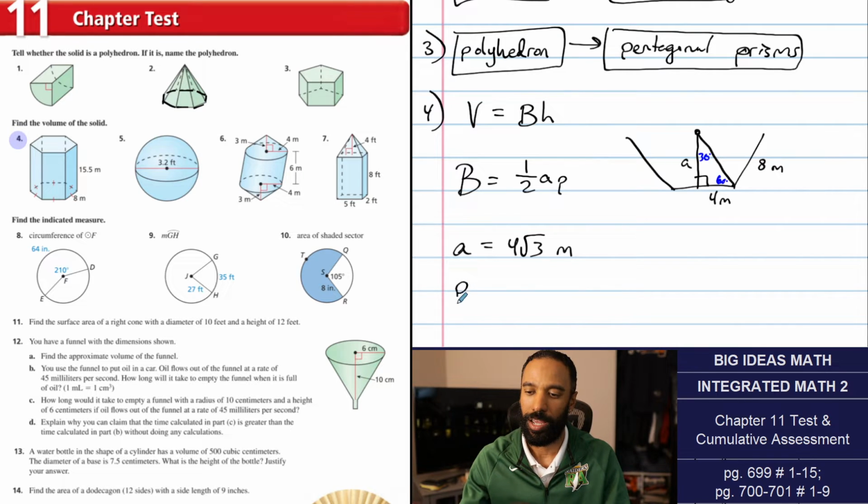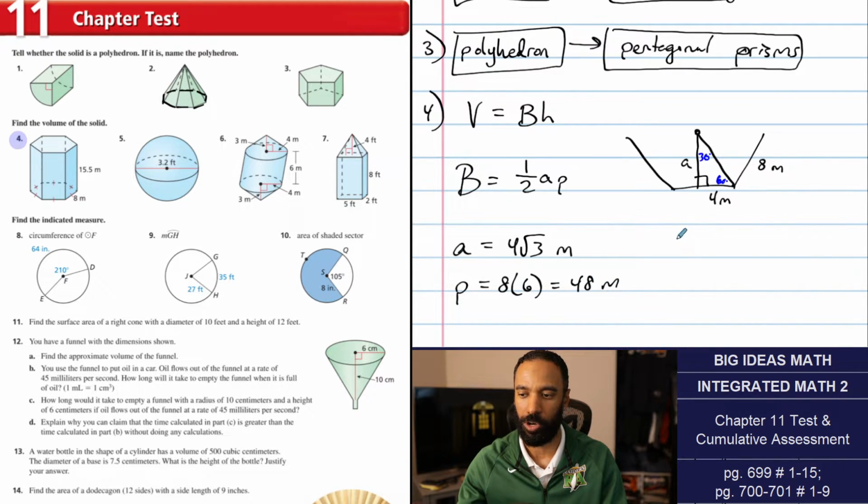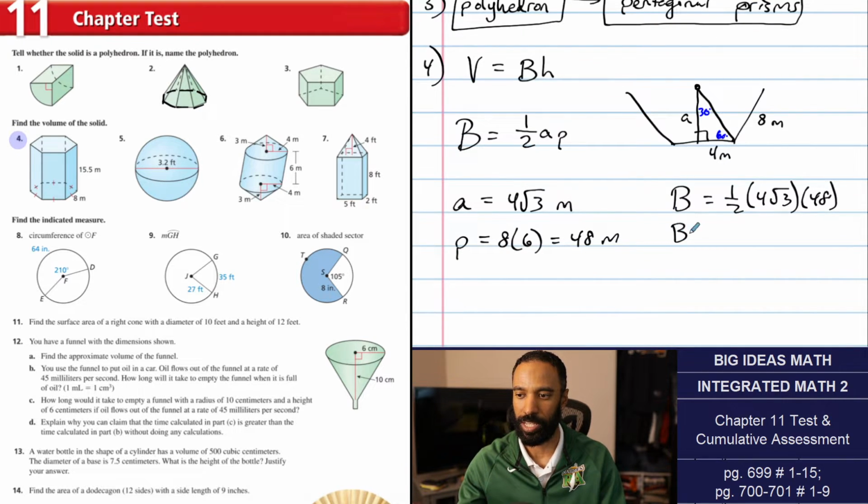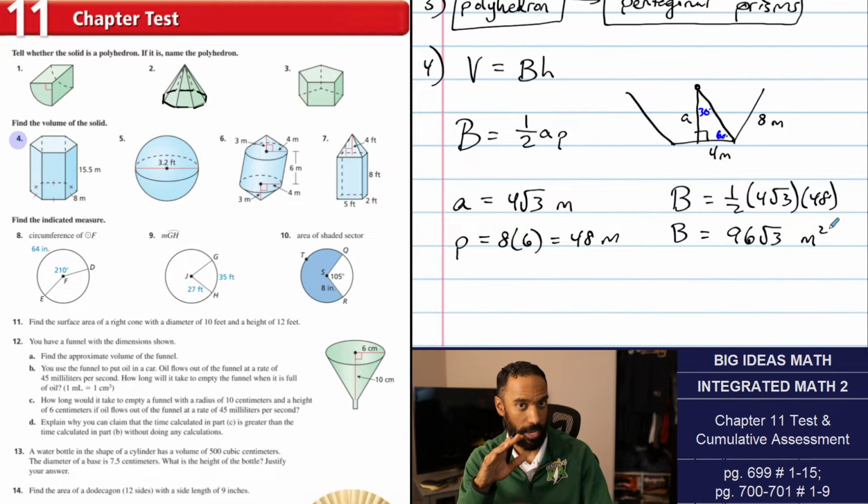The perimeter is going to be, it's a regular hexagon, so 8 times 6, and we get 48 meters for that. So the area of the base as a whole will be 1/2 the apothem times the perimeter. Half of 4 is 2. 2 times 48 is 96. We get 96 root 3 square meters for the area of the base, either of those hexagons.